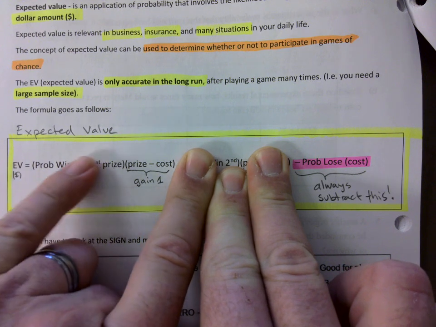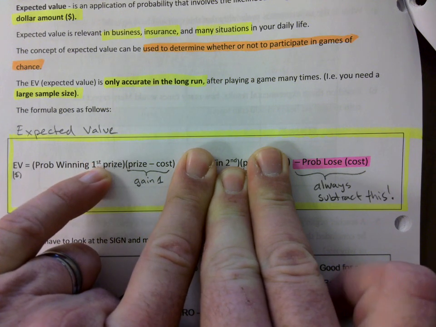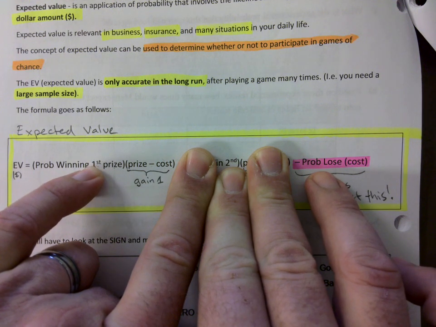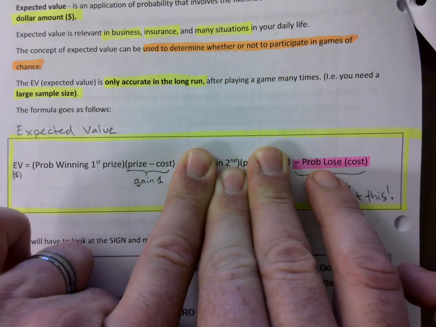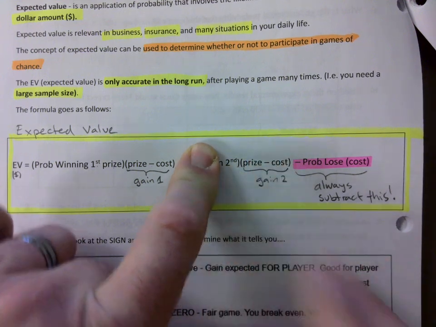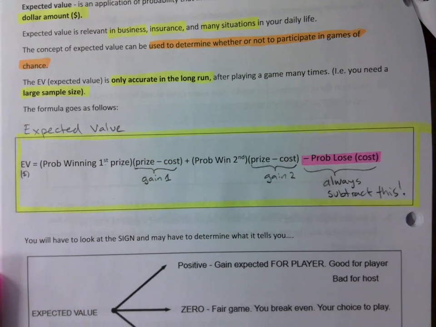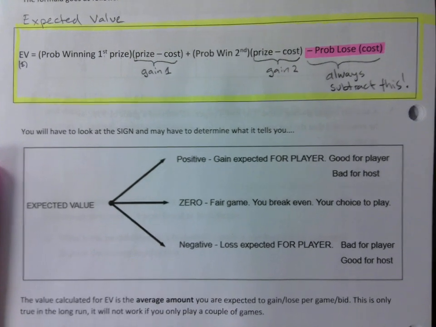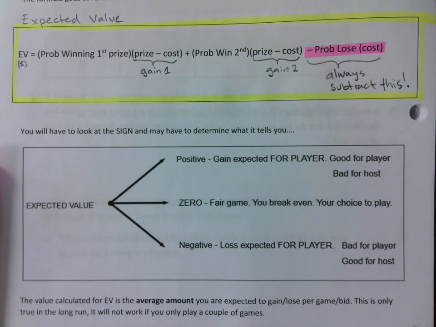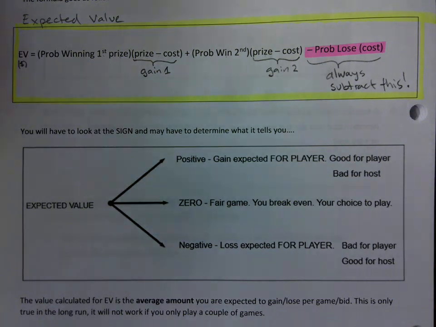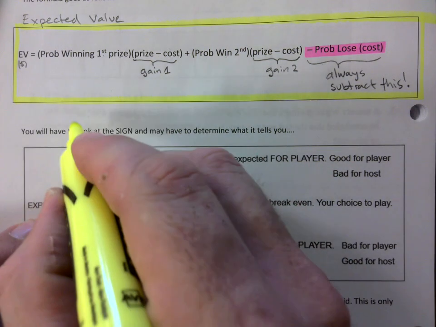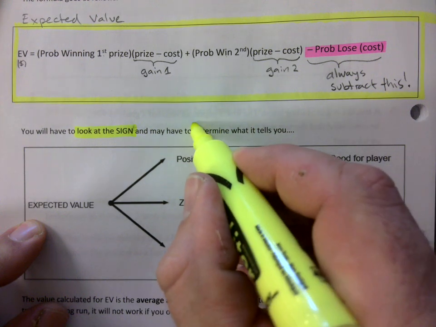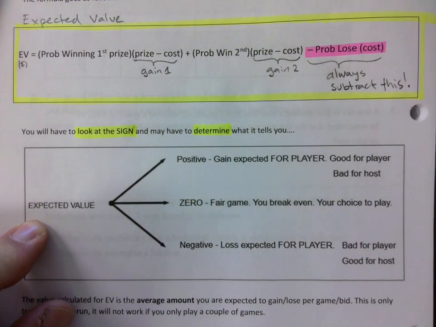Follow my train of thought here. If there's an 80% chance of winning, what would be the probability of losing? 20%, okay? So sometimes they don't tell you what the probability of losing is. You just have to figure it out. When you compute this and you get an answer, okay, you may be asked if you should or should not be playing the game. Okay, so look at the sign, right, to determine what it tells you.